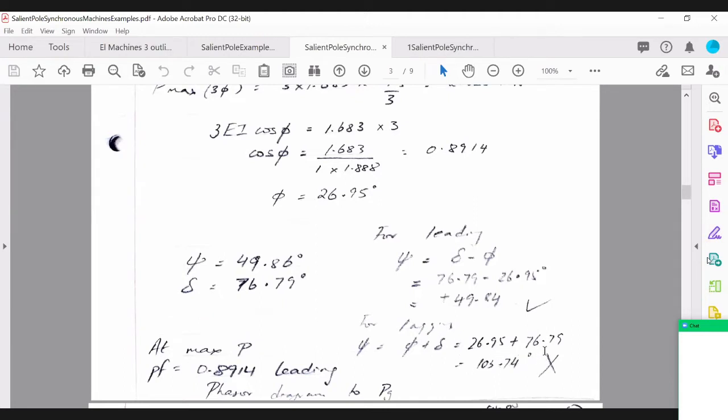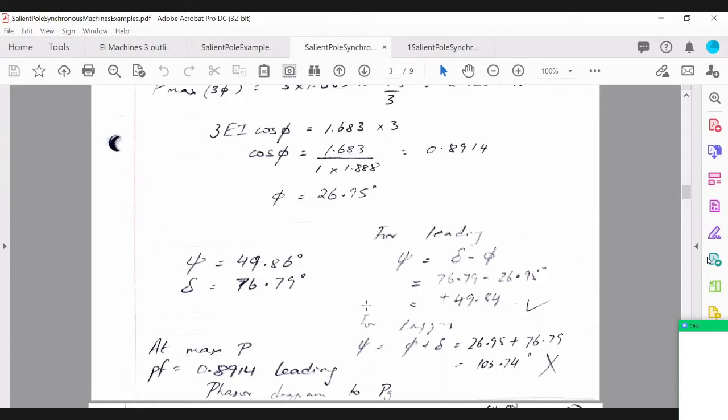103.74, which means that this is the incorrect solution, right? The one that's correct is this one, where we've confirmed that this angle here is 49.84, and hence delta is 76.79, and at this maximum power, the machine is operating in leading power factor mode.